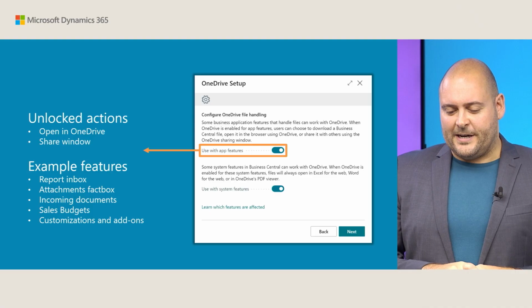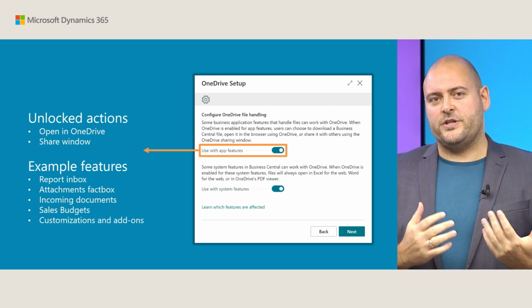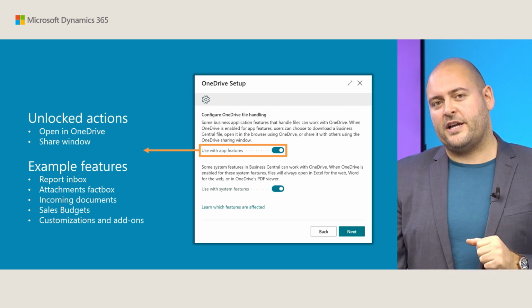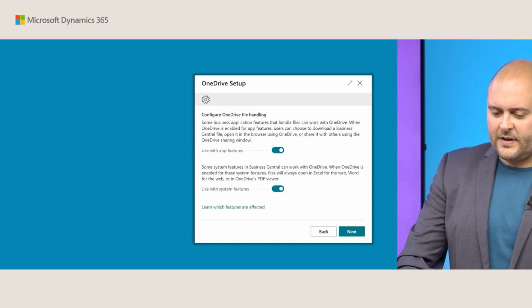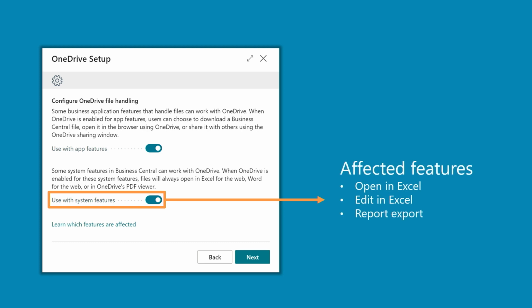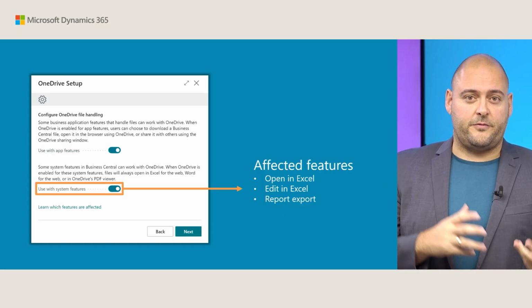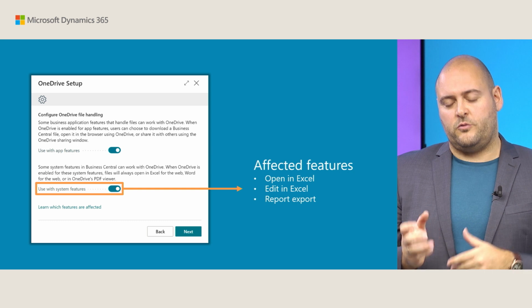So these file sharing experiences work quite consistently across the business application, the different features such as the attachments, and they give this choice of opening and sharing and so on. So next, let's look at system-wide features. Now, system-wide features, there's a few of them, and they're really the kind of features which are part of the platform to some degree, such as exporting to Excel, editing in Excel using the Excel add-in, and also exporting reports from that report window to Excel or to Word.